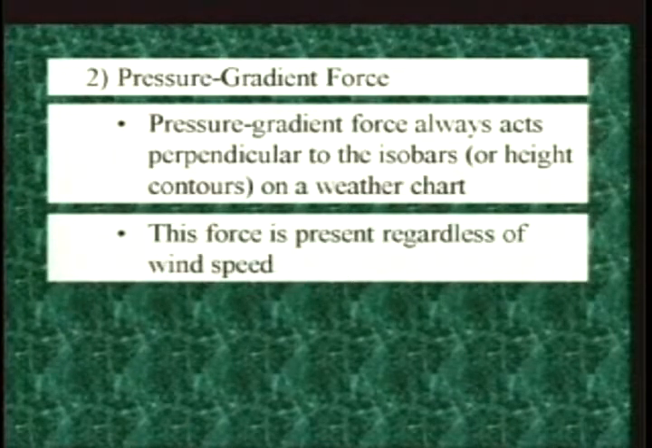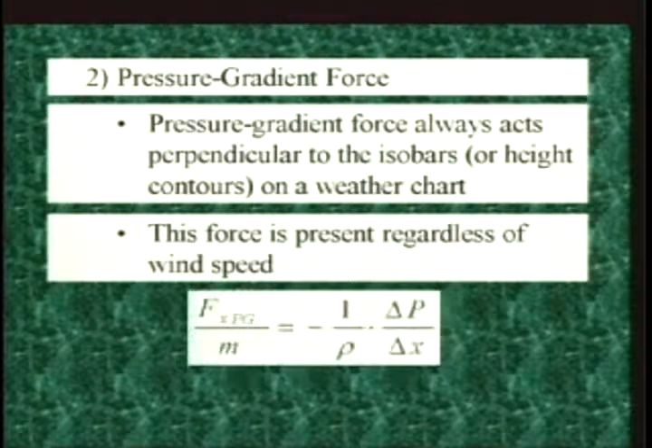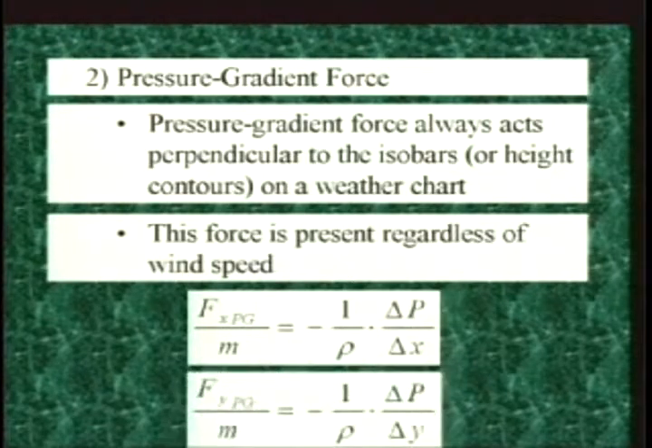This force is present regardless of wind speed. So there may not be any wind, but there's always a pressure gradient force. The pressure's not the same everywhere. This is our pressure gradient force equation. And again, there are two of them. We have to take into account a change in pressure from west to east, as well as the change in pressure from north to south.